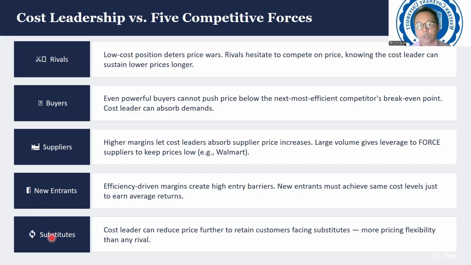And substitutes. The cost leader has the most pricing flexibility. If a substitute product threatens, the cost leader can simply lower prices further and keep customers. Cost competitors cannot do as easily. So this is why cost leadership is such a powerful position when executed correctly.